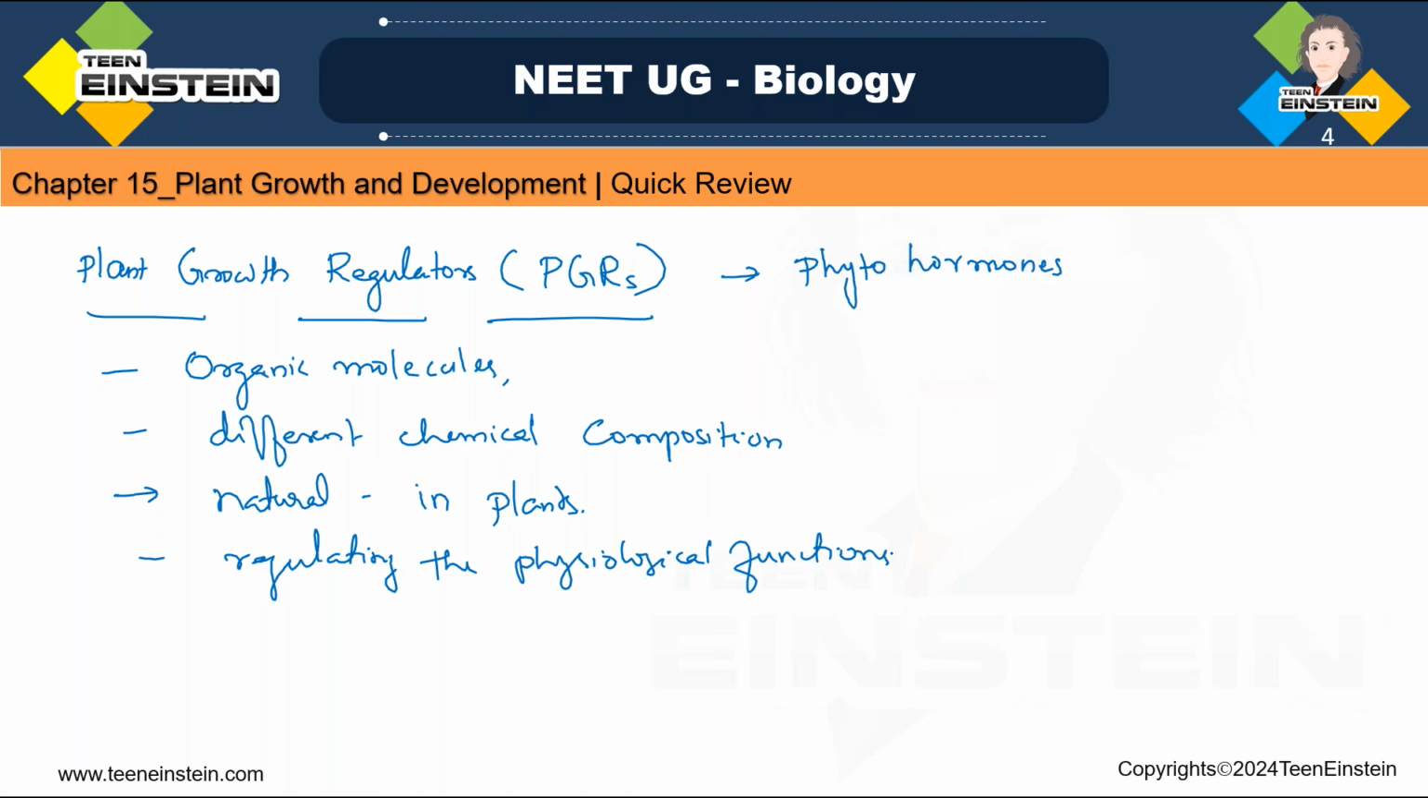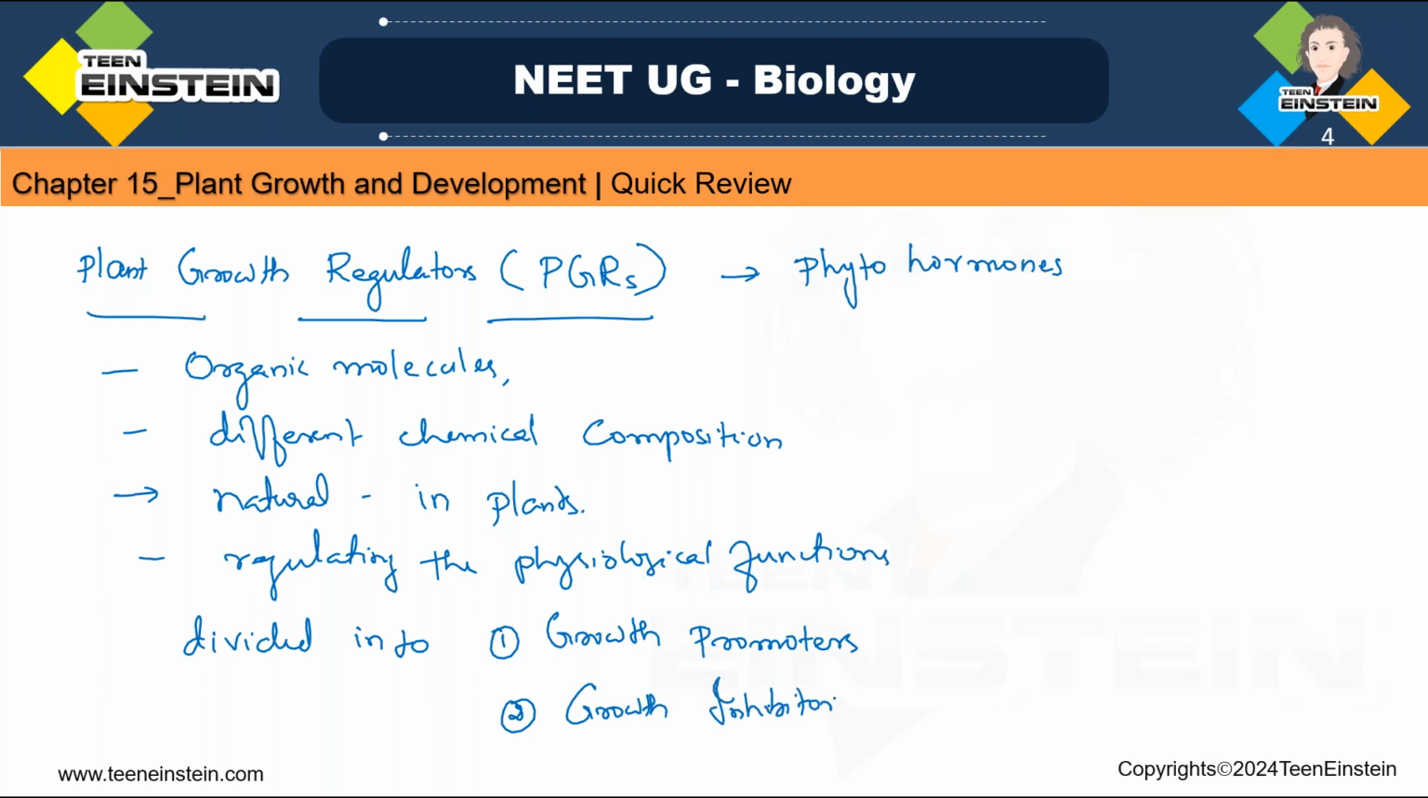And these plant growth regulators are divided into groups. What are they? The first one is growth promoters, and the second type is growth inhibitors. Growth promoters and growth inhibitors. In that, first, growth promoters. What are growth promoters?